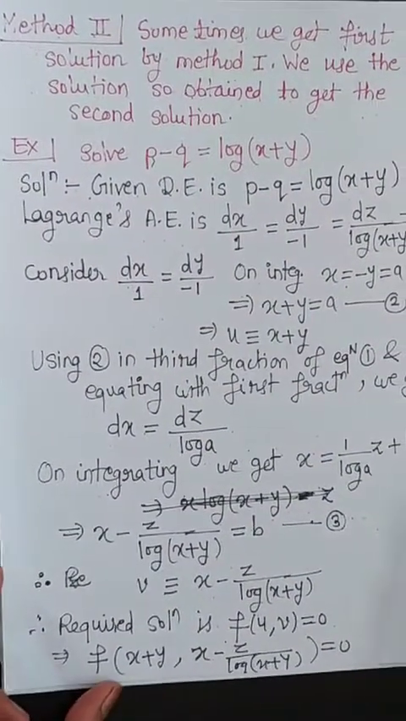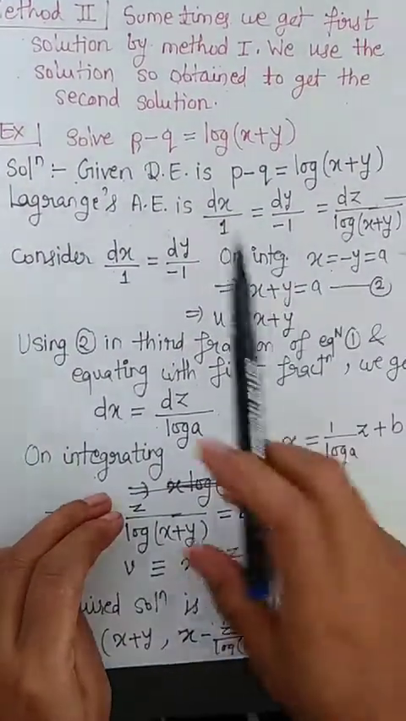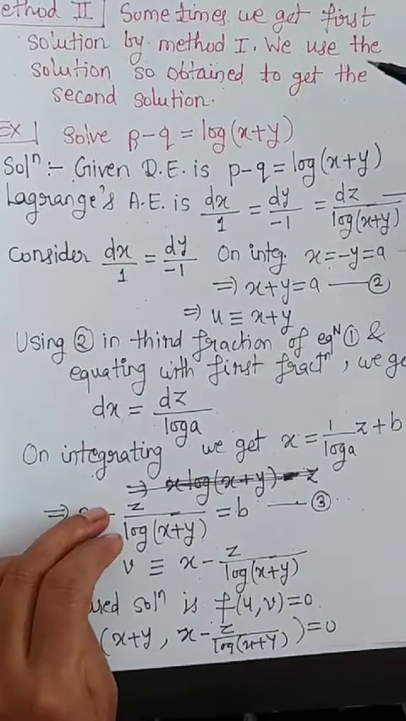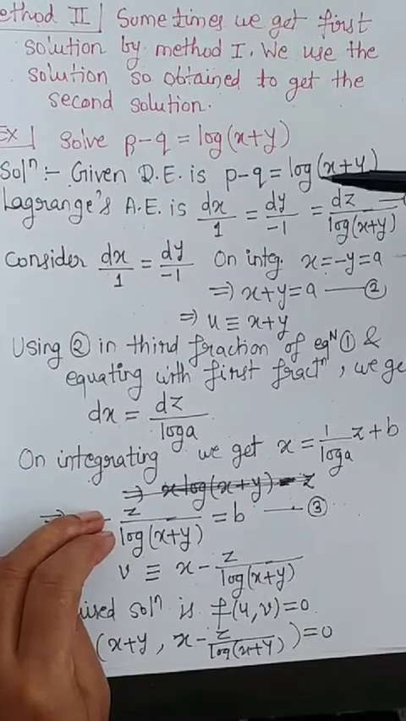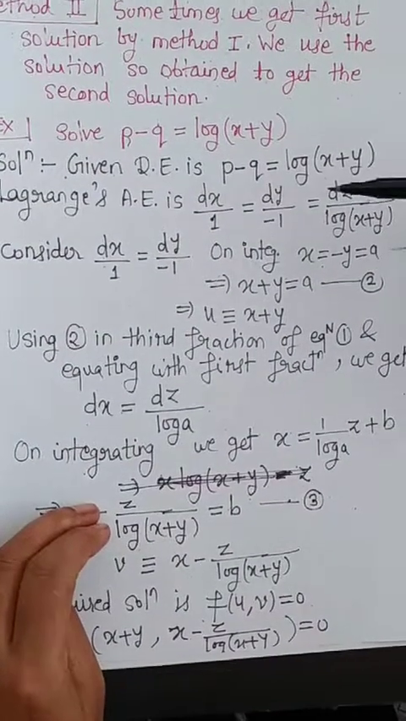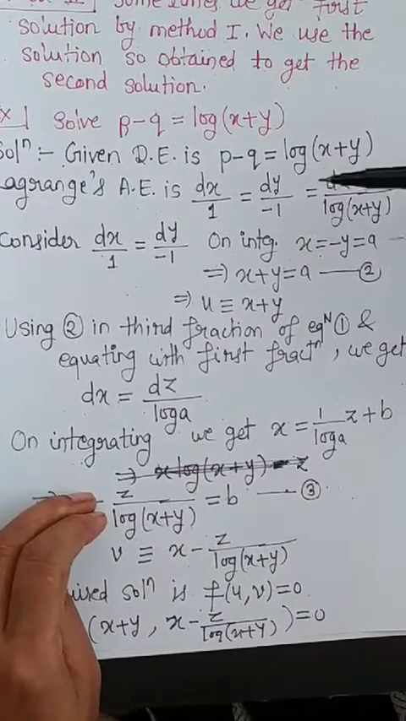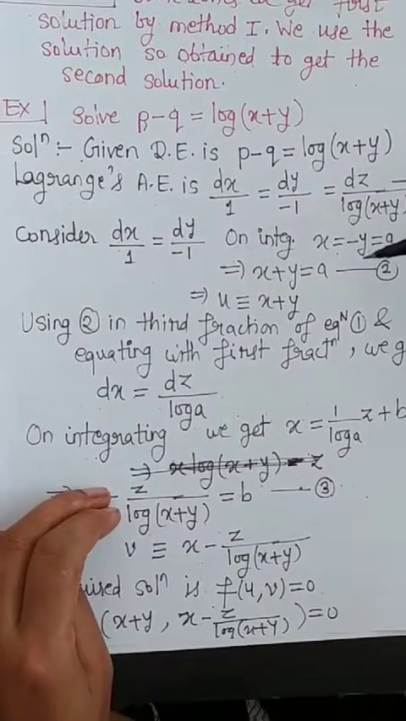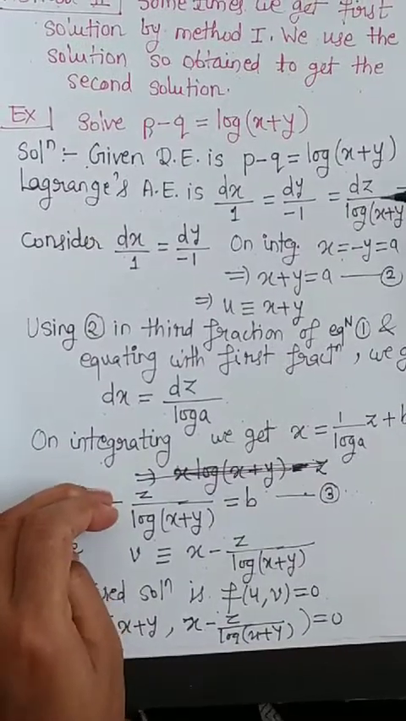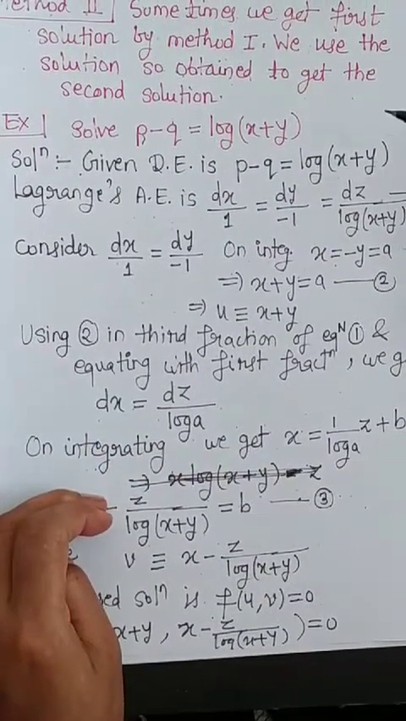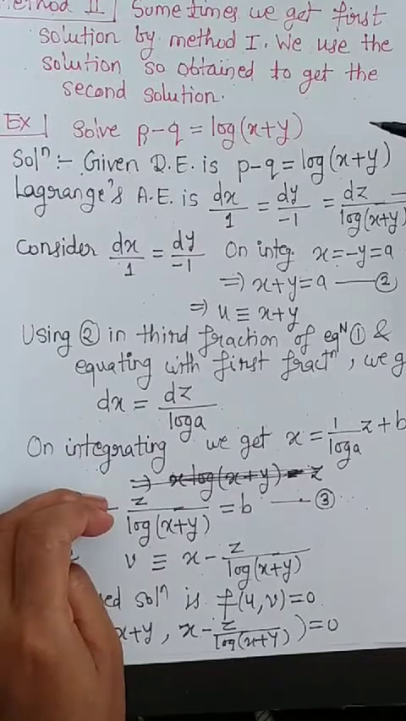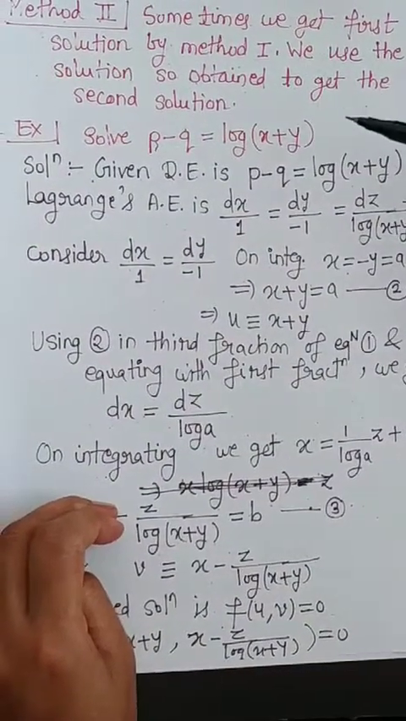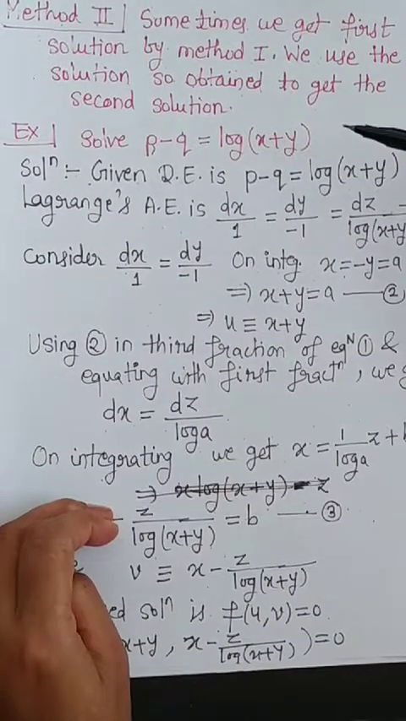Now let us discuss the next method, that is called method of grouping. Sometimes we get only one pair from Lagrange's auxiliary equation to be grouped, so from that we get the first solution, but it is not possible to get the second solution. So we use the first solution in order to get the second solution as a substitution. That's why this method is called method of substitution.